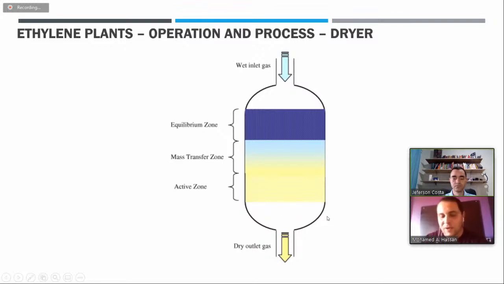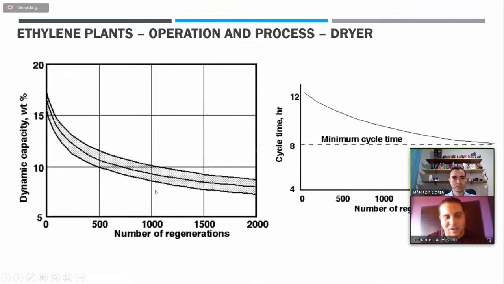And here we have the dynamic capacity behavior over the number of regenerations. As we increase the number of regenerations, the dynamic capacity of the dryer would decrease, and the cycle time would also decrease with an increasing number of regenerations. So it's important to optimize the regeneration operation of the dryer.